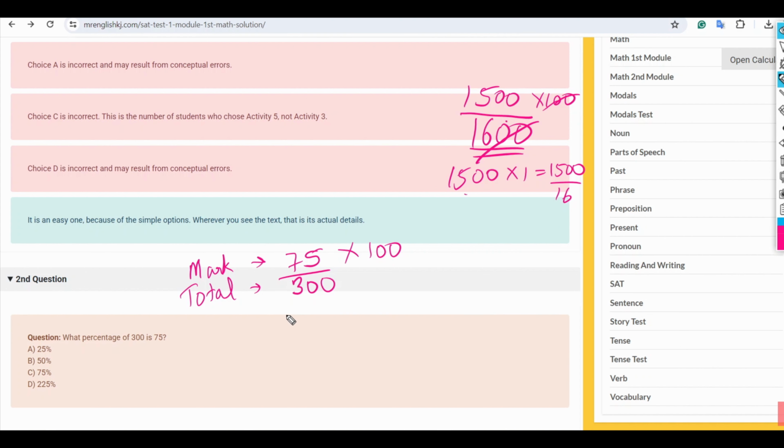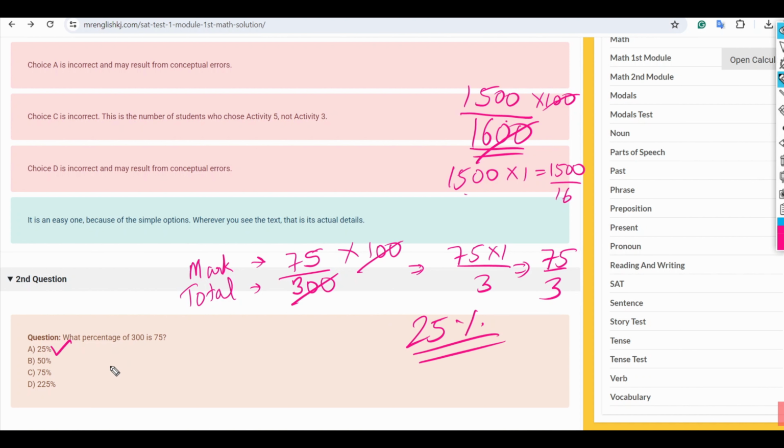Same thing we are going to do here. So 75 divided by 300 multiplied by 100. You cut it there. Obviously, if you multiply by 1, it will still be the same. You just need to calculate it this way. So if you divide 75 by 3, you will get 25%. That will be the answer, 25%.